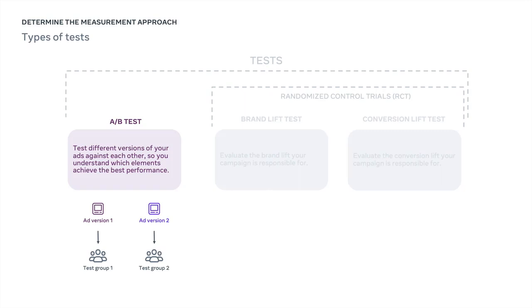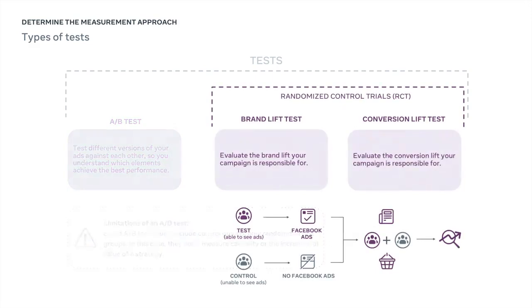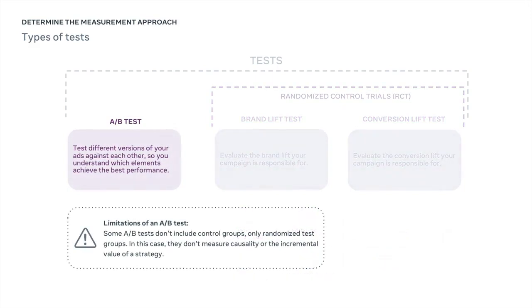You can test variables such as audience, creative, placement, delivery optimizations, budget structures, or campaign objectives. However, some A/B tests don't include control groups, only randomized test groups. In this case, they don't measure causality or the incremental value of the strategy. Here, the A/B test only identifies correlation, not causation.